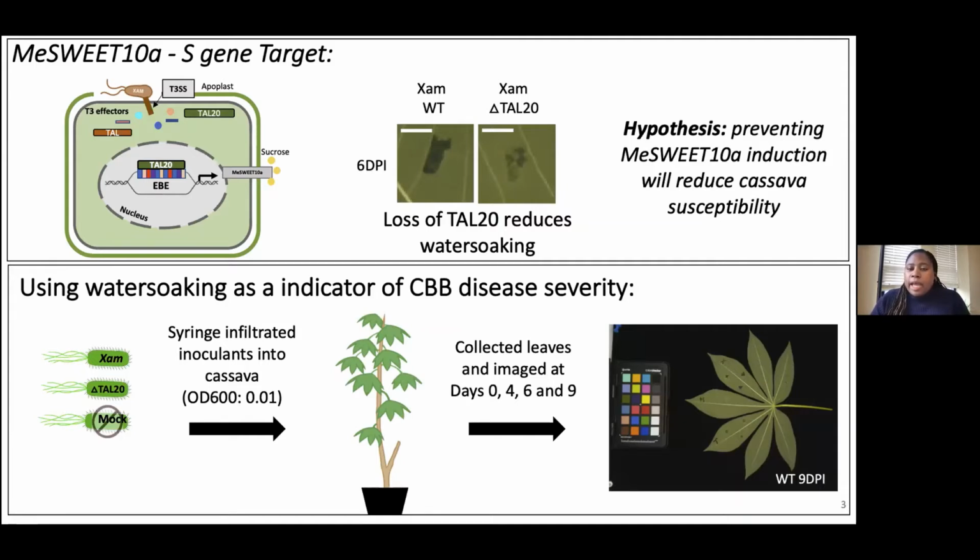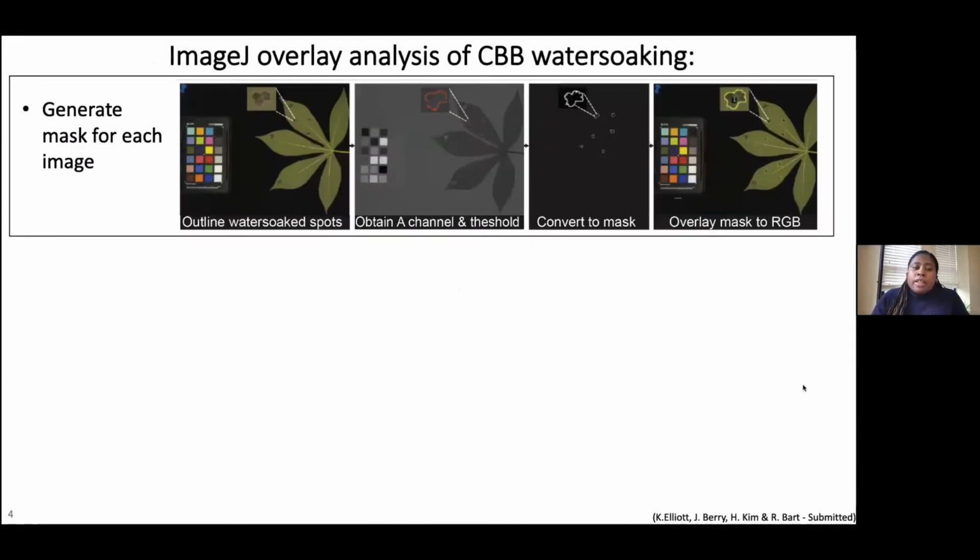So a big part of my thesis work has been developing 2 different methods for analyzing water soaking and tying that to CBB disease severity. The first is an ImageJ method where we take each of our images and we generate a mask for every single image. So we outline the water-soaking spots manually, threshold and convert it to a mask, and then use that mask and overlay it to the original image to extract information about the lesion.